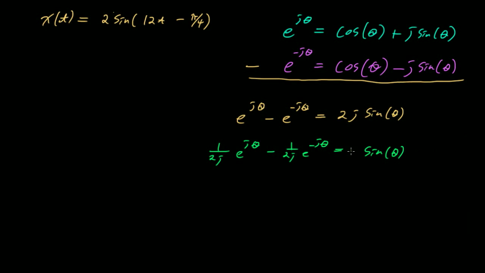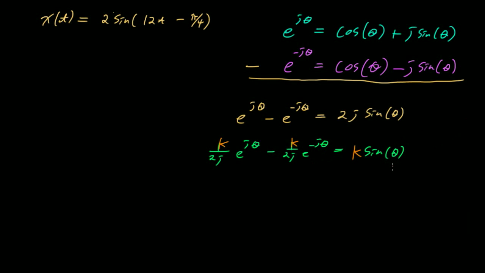The last thing I can do is ask, what if I had an amplitude k in front of that sine theta? I just multiply the sine theta by k, so I have to multiply everything on the left-hand side by k. So I have k over 2j, k over 2j. And this is the expression I'm going to use: k over 2j e to the j theta minus k over 2j e to the minus j theta is equal to k times sine of theta.